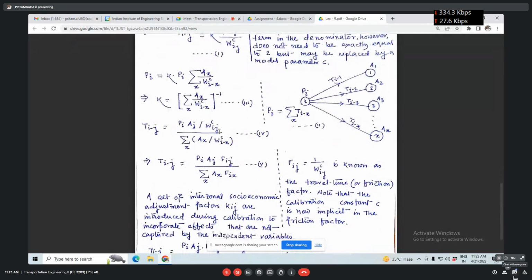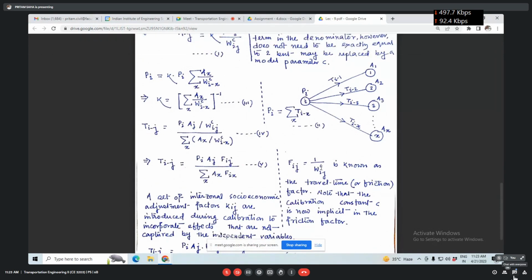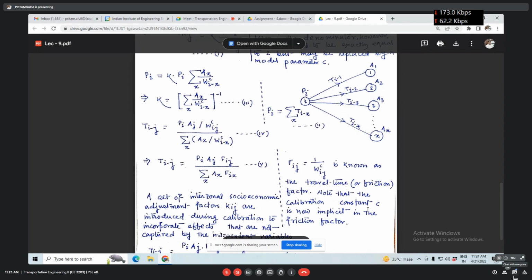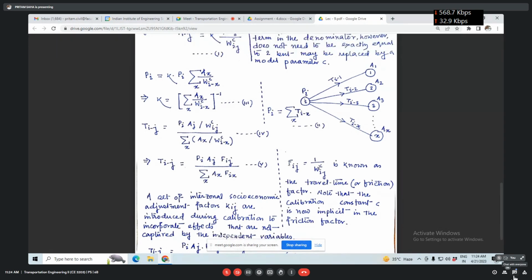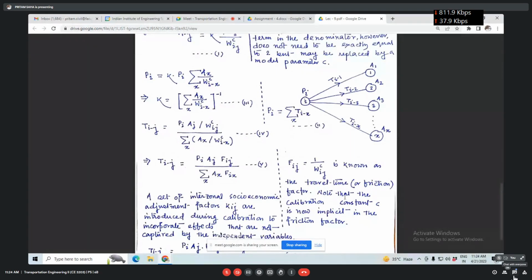Then what we have done, we have replaced 1 by Wij impedance by something called travel time or friction factor. Okay, so no need to go for separate calibration for this exponent C. Now, if you calibrate it for this friction factor, it will be sufficient. Okay. So therefore, 1 by Wij is replaced by friction factor or travel time factor. So here C is implicit into this Fij.